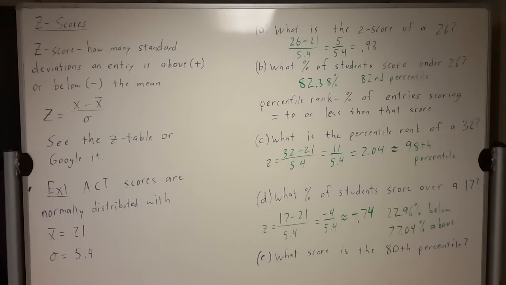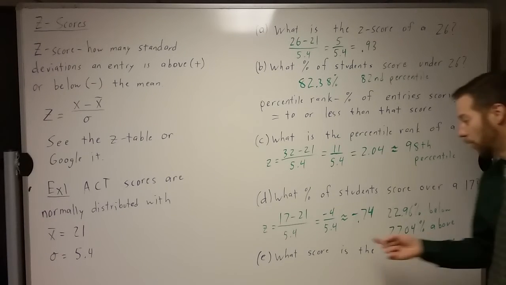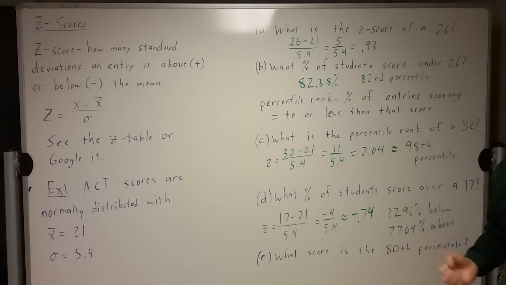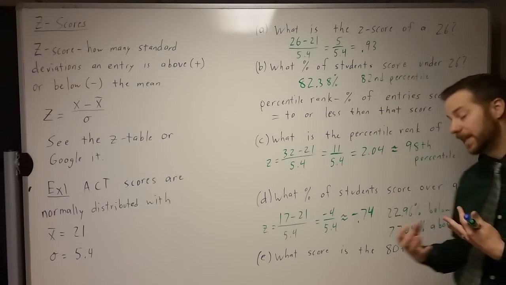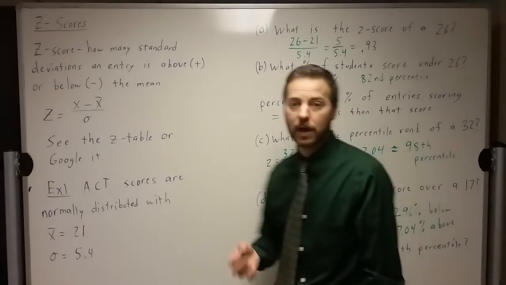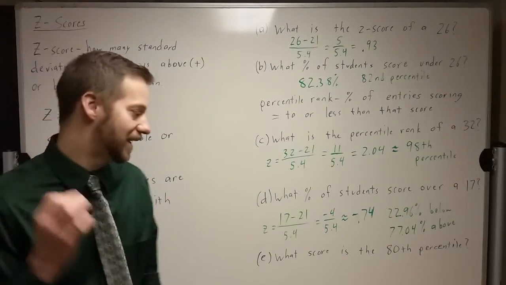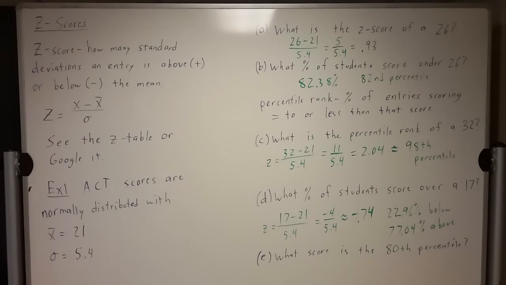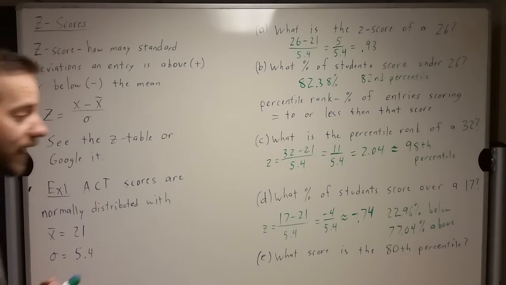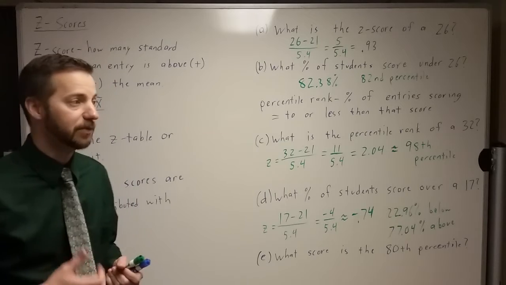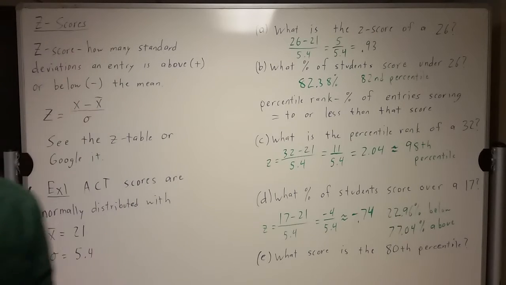All right, now I want to try one more where we go the opposite direction. So this one, the question is, what score is the 80th percentile? And so we don't want to know what the percentile rank of a score is. We want to know what score we need to get a certain percentile. And so we're going to go to the table. We know the percentile we need to get is 80th. So we're going to basically look for 80% on the table. And from there, we're going to see if we can figure out what the score is.